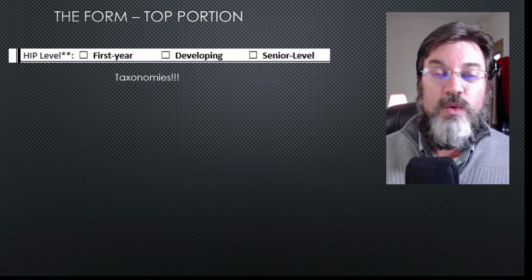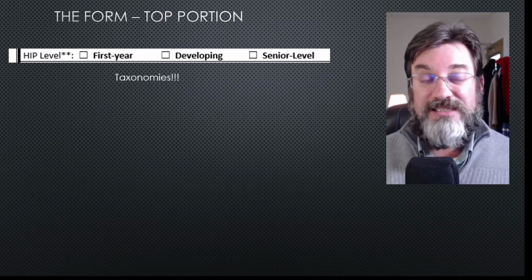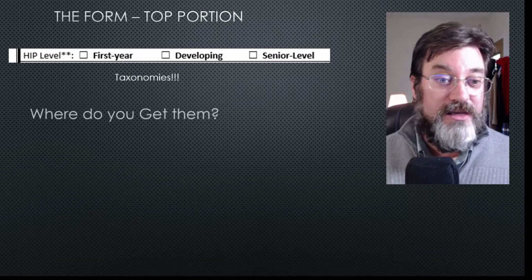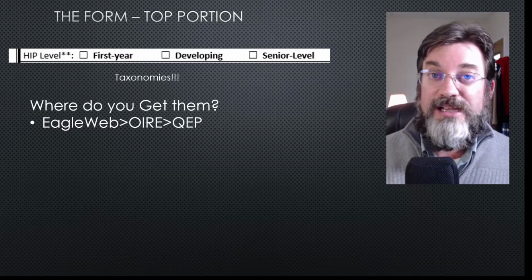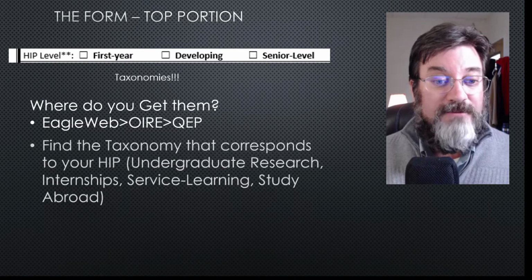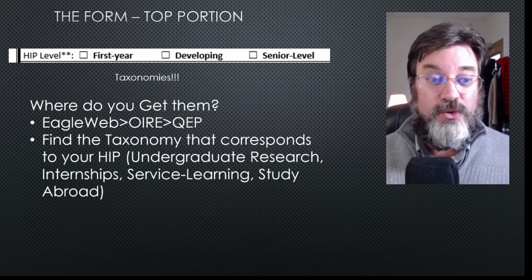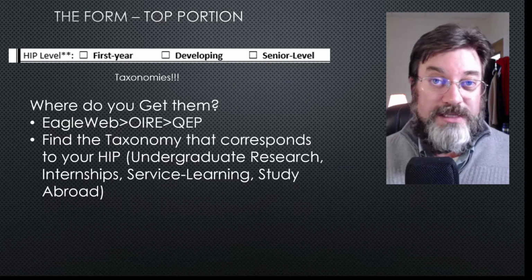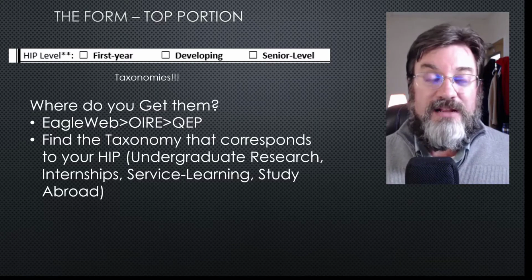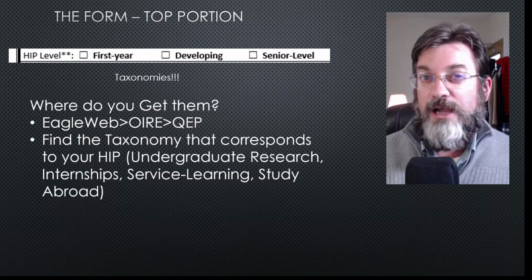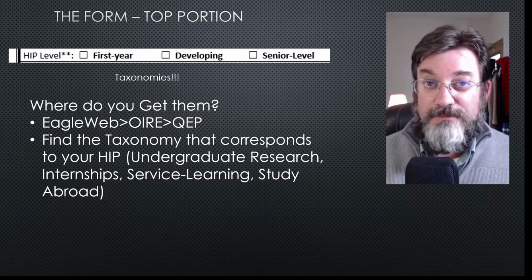And to know what HIP level you're dealing with, you need to access the taxonomies. Now, where do you get those? The taxonomies, again, are available on EagleWeb. Go to OIRE and then QEP. Find the taxonomy that corresponds to your HIP, whether it's the undergraduate research taxonomy, internship, service learning, or the study abroad taxonomy. And in fact, let's cut to another video right now to show you how to do that.